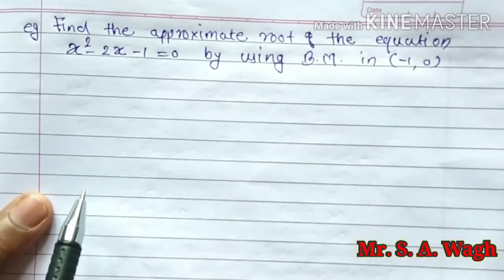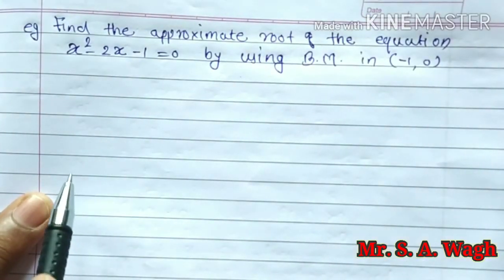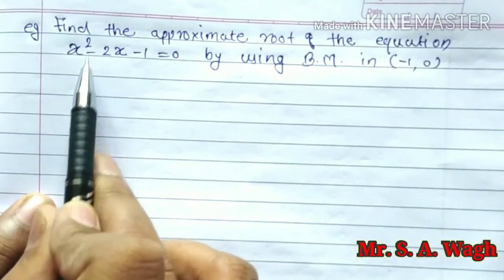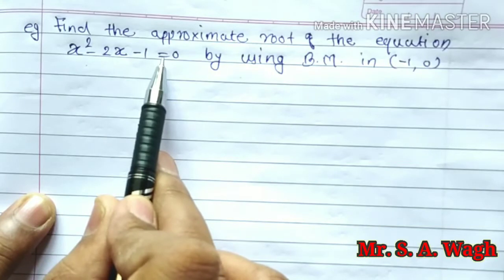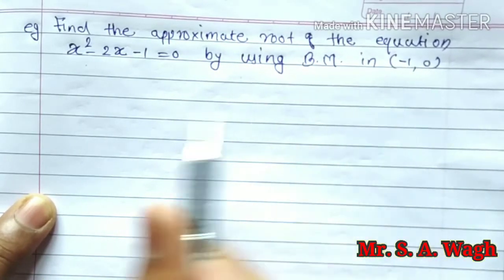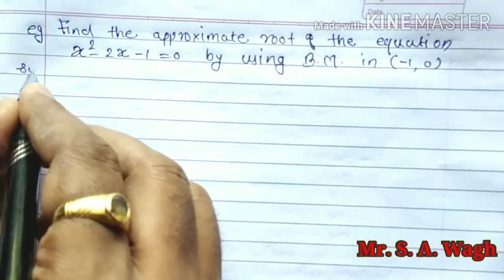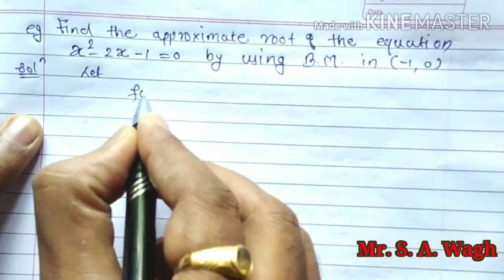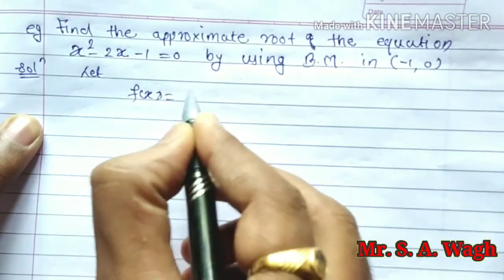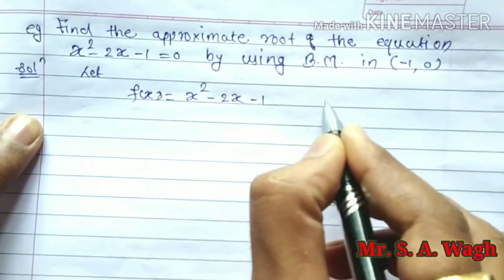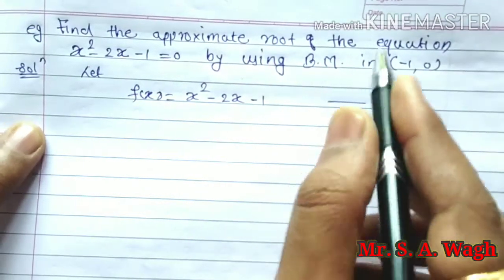This is another example we can solve by using the bisection method. Find the approximate root of the equation x square minus 2x minus 1 equal to 0 by using the bisection method in between the interval minus 1 to 0. So we write the solution as, we first consider the function as the LHS of the polynomial. It will be x square minus 2x minus 1. So we assign equation 1.